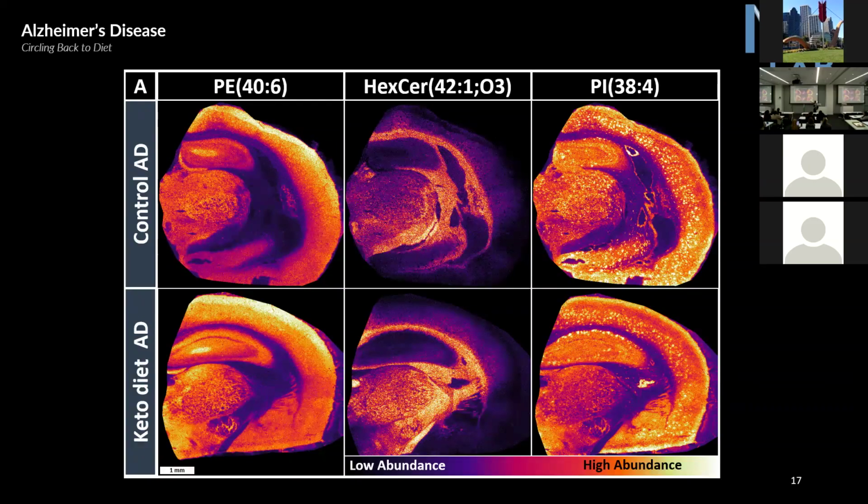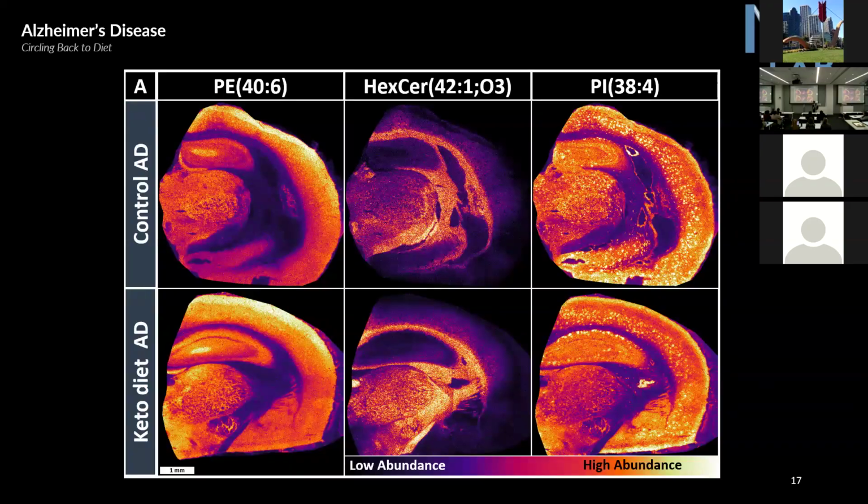We have our hexaceramide and we have our PI384. So remember, PI384 is involved with activated microglia, probably scavenging anyway. On the top, you can see the image you saw before. There's lots of activated microglia, and the animals are very ill.